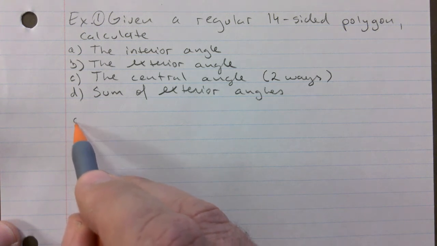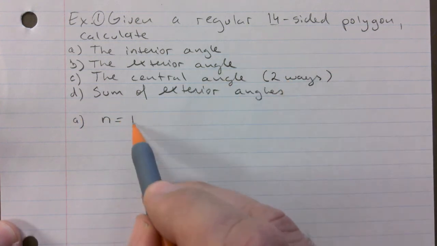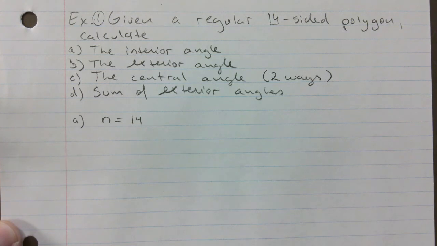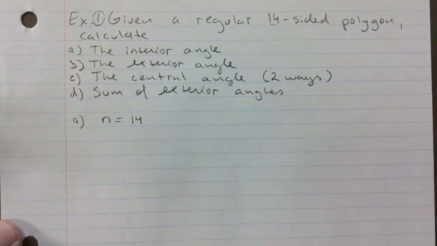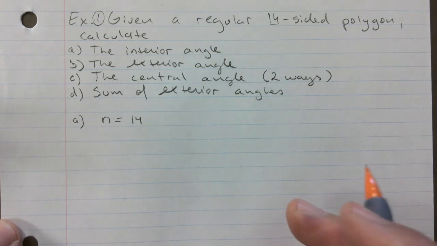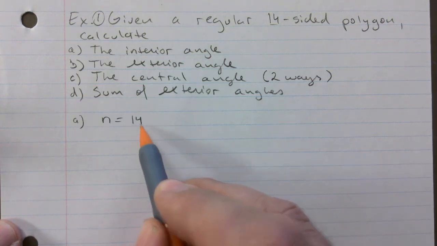So first and foremost, you need to establish that n is equal to 14. The question says it already. Don't need to remember the name. I will give you the prefixes and the number of sides as well, because you need to know what a decagon is, like how many sides. Not today. So 14 sides.